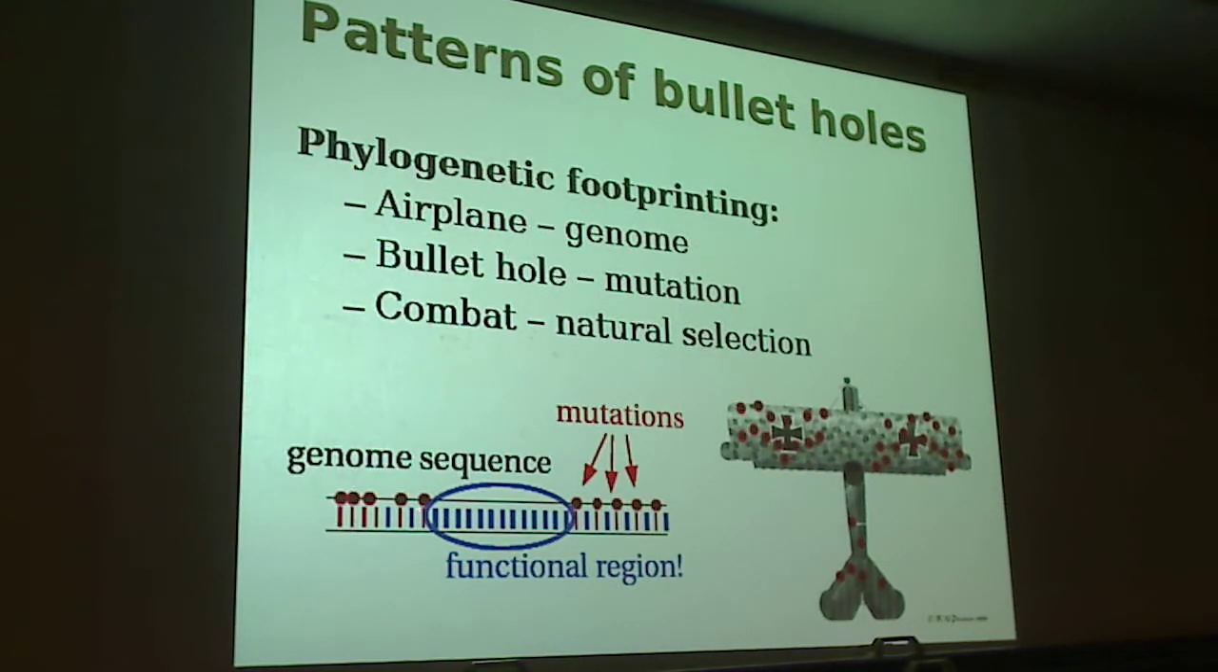So, where have we got here? This is now with Darwin. This is almost phylogenetic footprinting. You try and find evidence to see what is important. And what is important is conserved in evolution. Of course, here the genome is the airplane. Mutations are bullet holes in this story, right? And natural selection is combat. Yeah? So this is evolution.